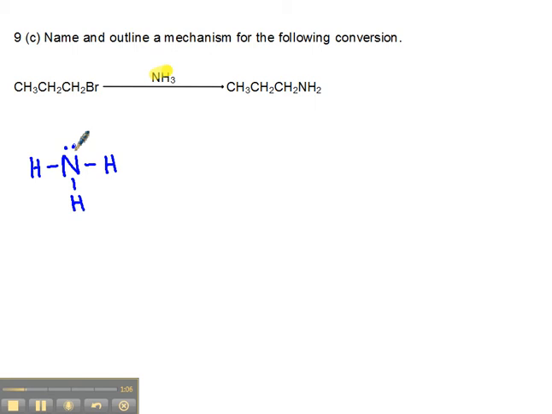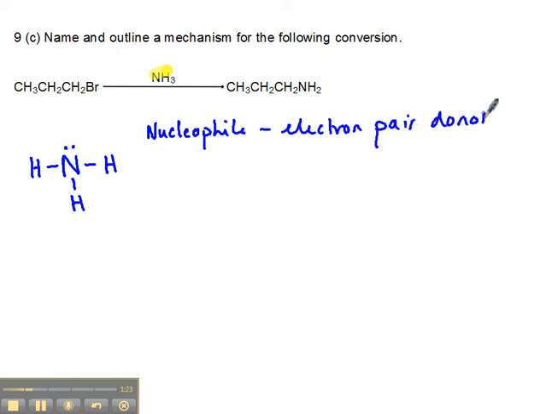Now, whenever you have a lone pair of electrons, we should be aware that the lone pair of electrons can act as a nucleophile, meaning that it is an electron pair donor, or a base, meaning that it is a proton acceptor.